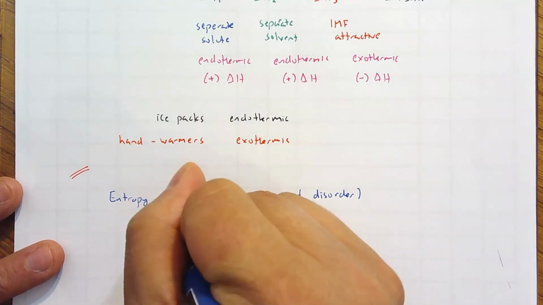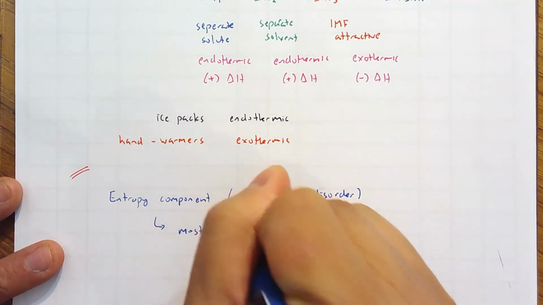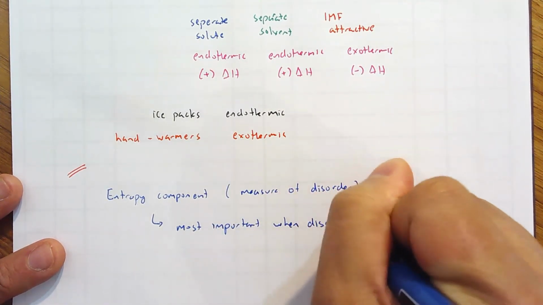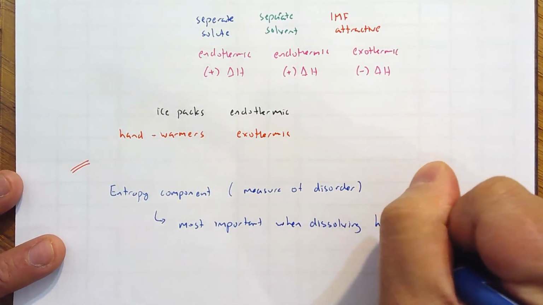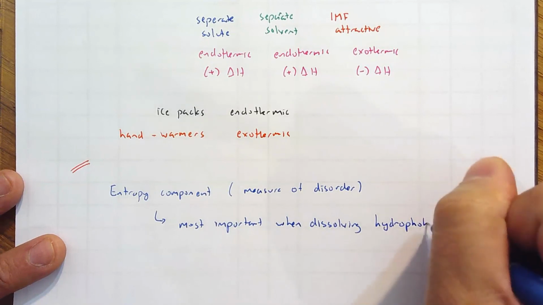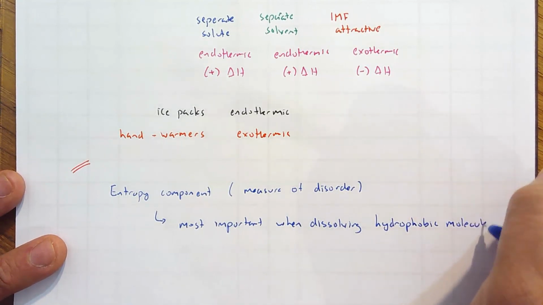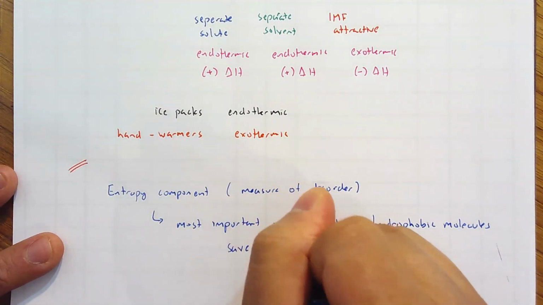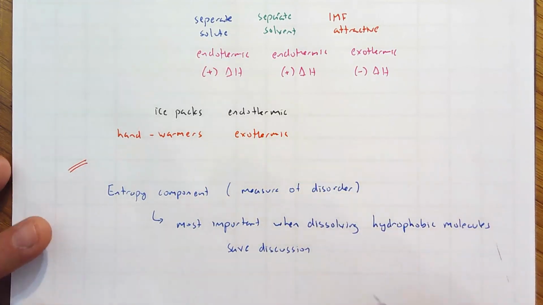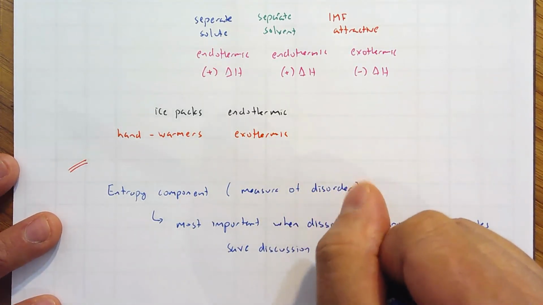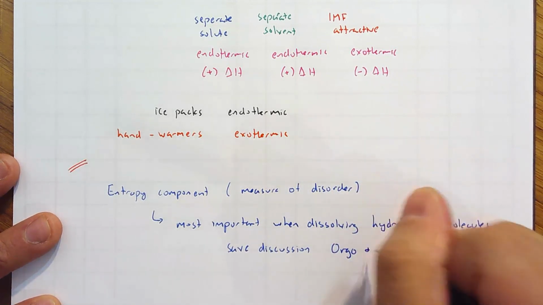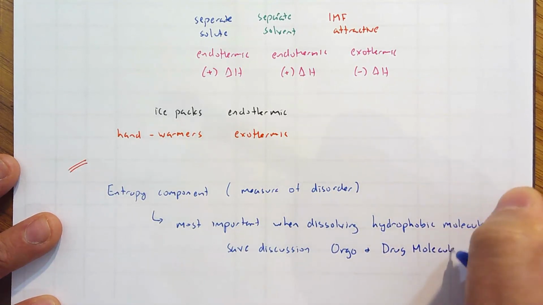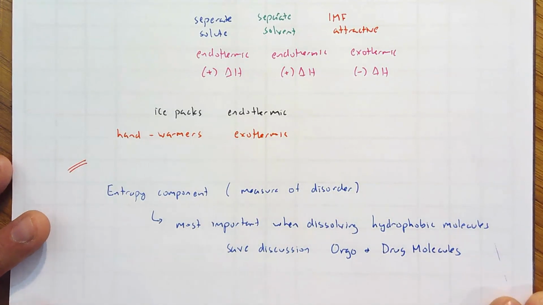This is most important when dissolving what's called hydrophobic molecules. Molecules that are very hard to dissolve in water. And we will save this discussion for when you're out of Gen Chem. So we're going to save this discussion for organic or orgo, and when we talk about drug molecules in organic chemistry. You have that to look forward to.